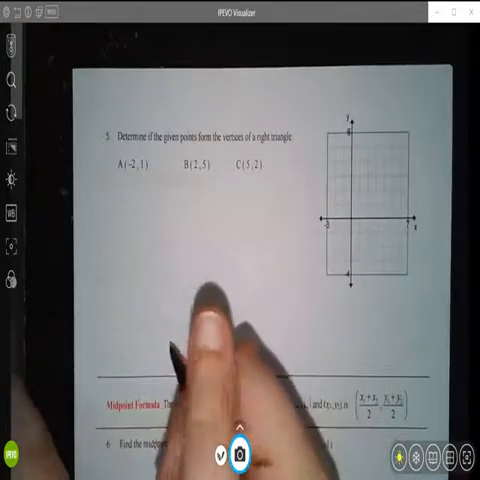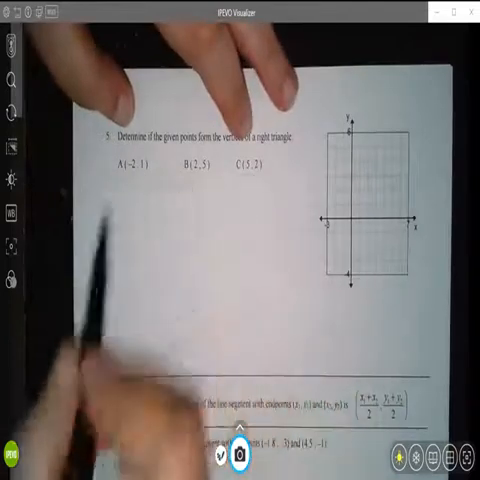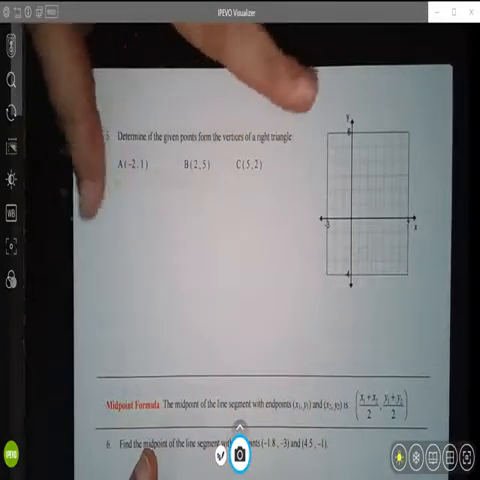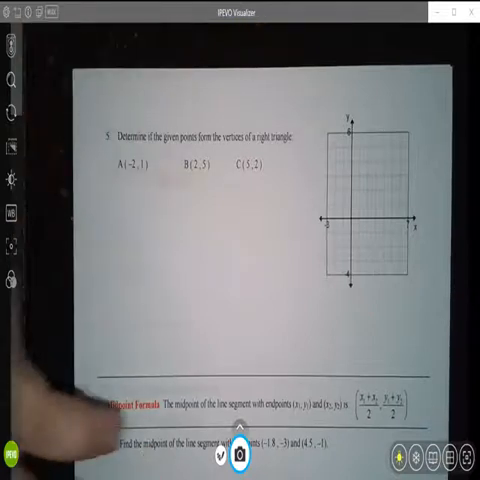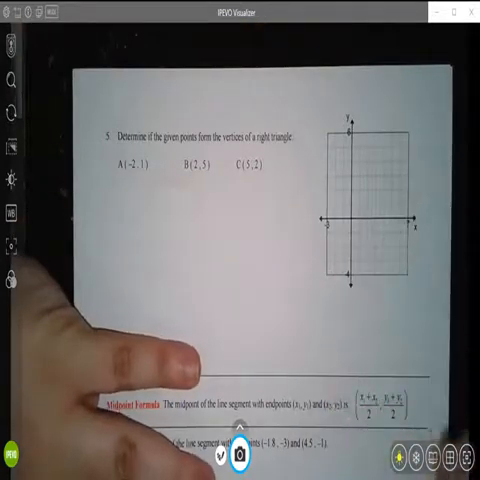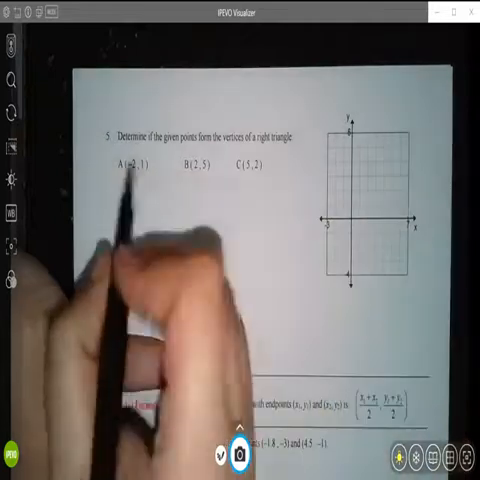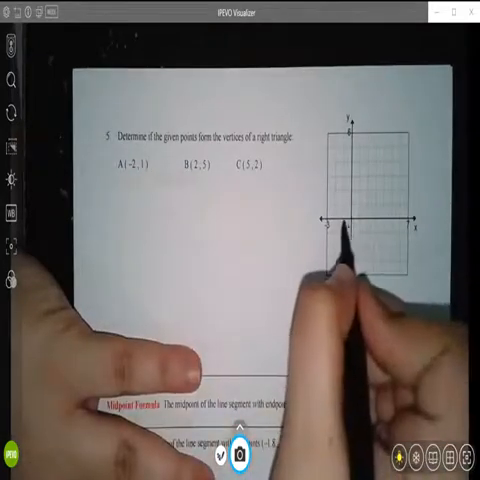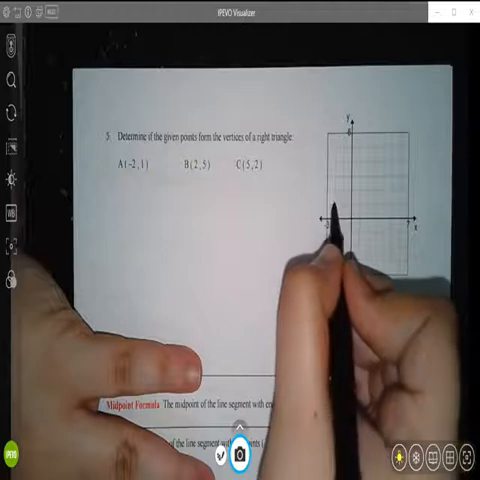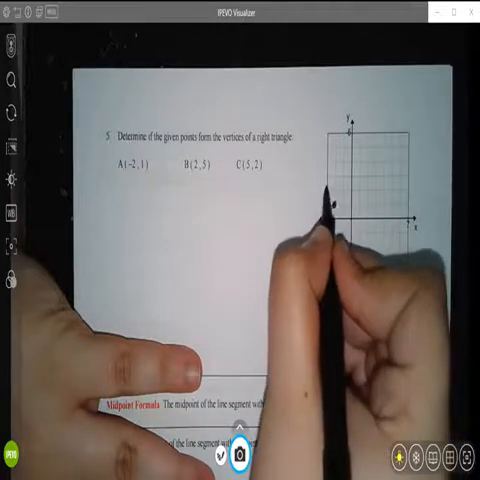so I want to look at these 3 points. And the question says, do they form a right angle triangle? Yes or no? Okay. First, let's plot them. A is -2 and +1. So -2 on the x-axis, which is right here, and +1 right here. That's A.